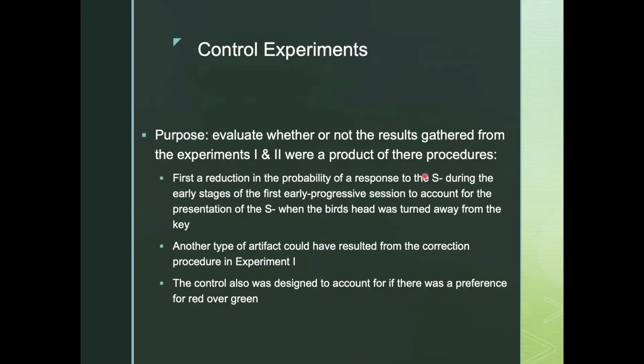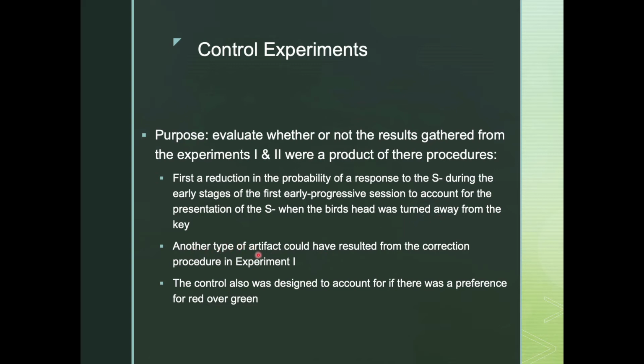He conducted a series of control experiments just really to determine whether or not the results gathered from the first experiments were a product of the procedure. So I don't want to spend too much time in this area, but he thought that, one, maybe a reduction in the probability of a response to the S minus during the early stages of the early progressive session accounted for the presentation of the S minus because the bird's head was turned away from the key, right? So he developed a control arrangement for that.